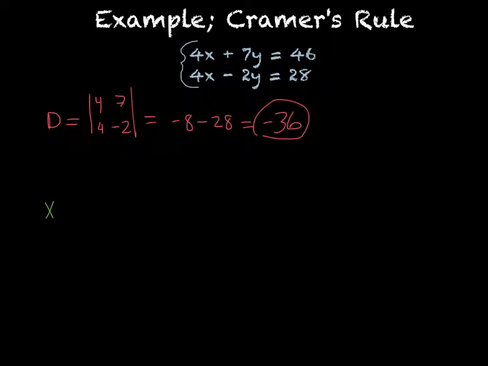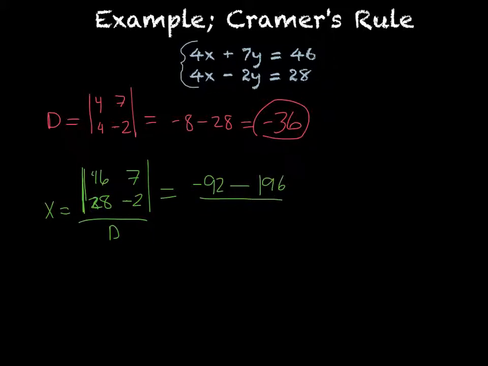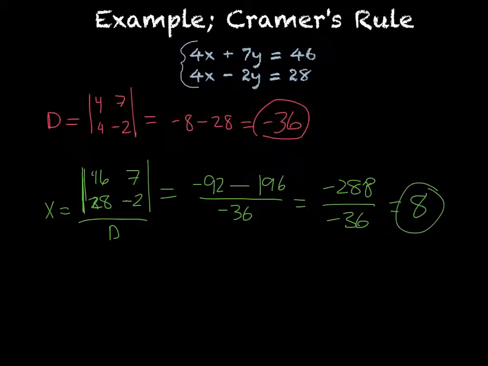Then I want to find my x. I'm going to take my answers, 46 and 28, and replace my x column with them. And then my 7 and negative 2 will not change. I find that determinant and divide that by D. So 46 times negative 2 is negative 92, minus 28 times 7 is 196, divided by my D, which is negative 36. Negative 92 minus 196 is negative 288. I'm going to divide that by negative 36 and type it into the calculator, and you would get a positive 8. So that is my x value.